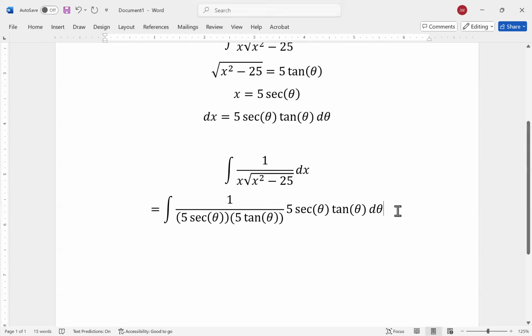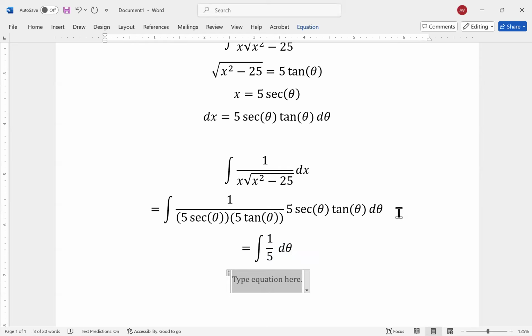So this becomes an integration of 1/5, the constant 1/5, with respect to theta. Now, that's just the integration of a constant number, and therefore this is going to be 1/5. My variable is theta, so 1/5 times theta plus c.